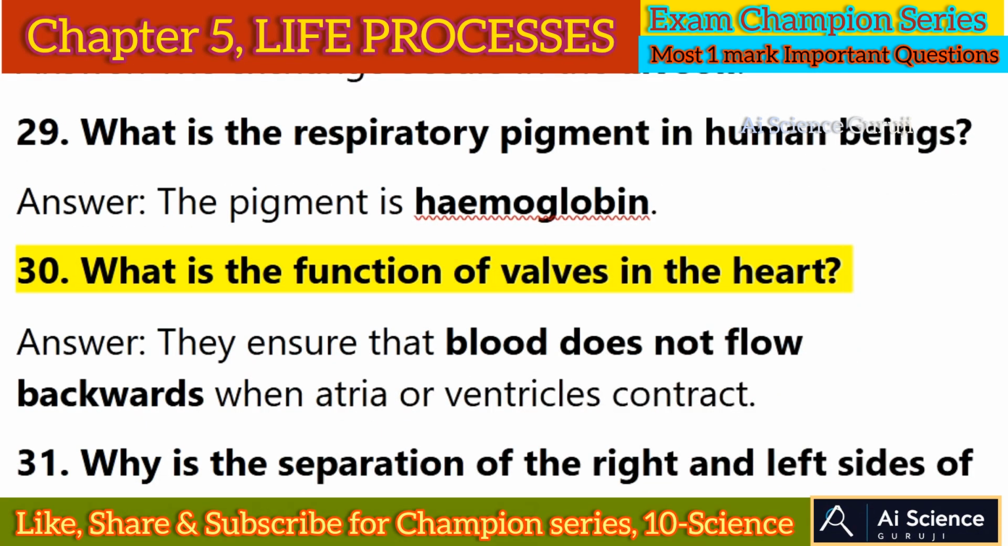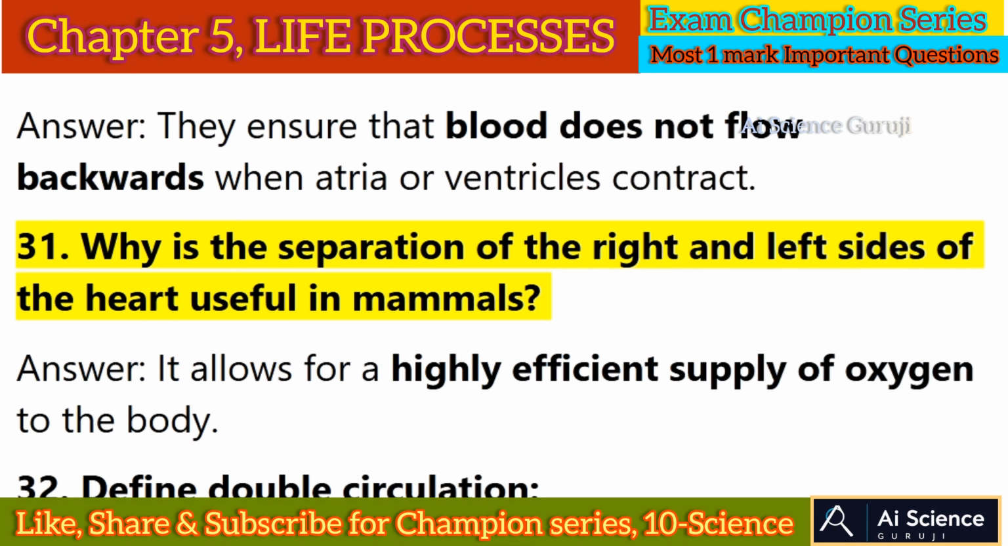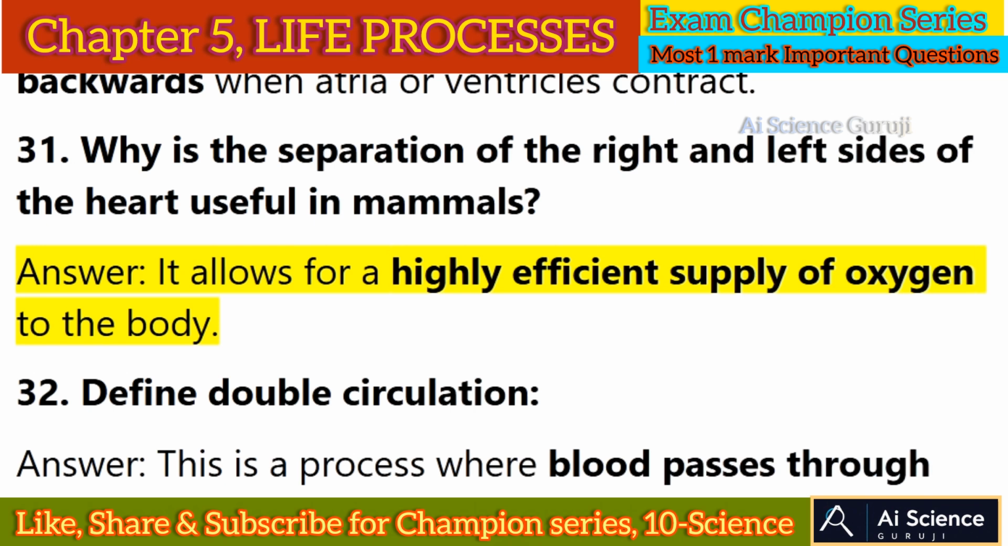30. What is the function of valves in the heart? Answer. They ensure that blood does not flow backwards when atria or ventricles contract. 31. Why is the separation of the right and left sides of the heart useful in mammals? Answer. It allows for a highly efficient supply of oxygen to the body.